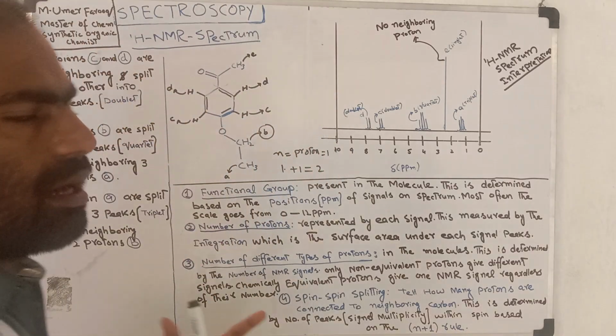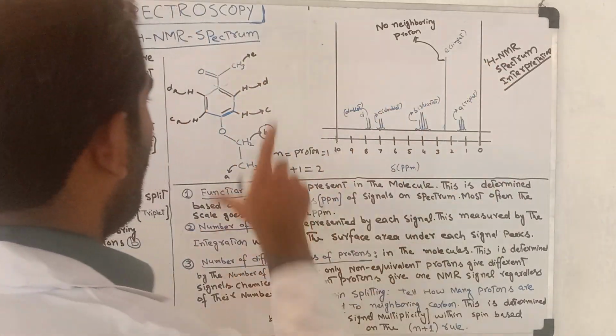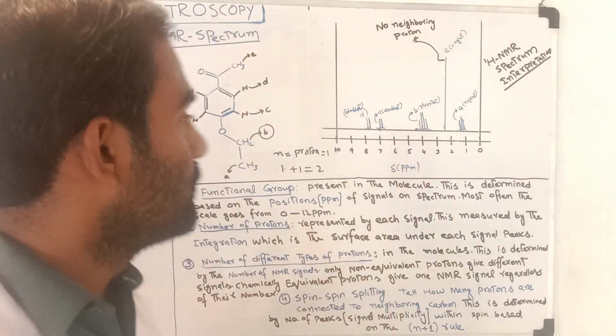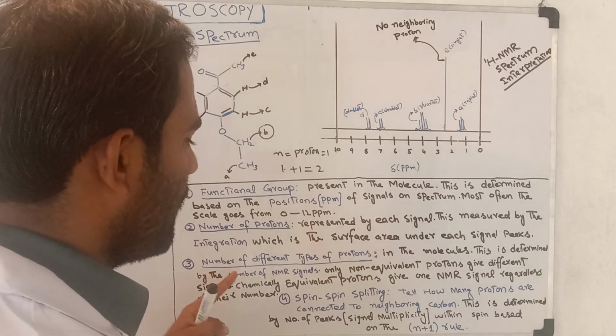This is all about the NMR spectrum interpretation of an unknown compound. In this lecture we discussed the functional group, number of protons, number of different types of protons, and spin splitting.